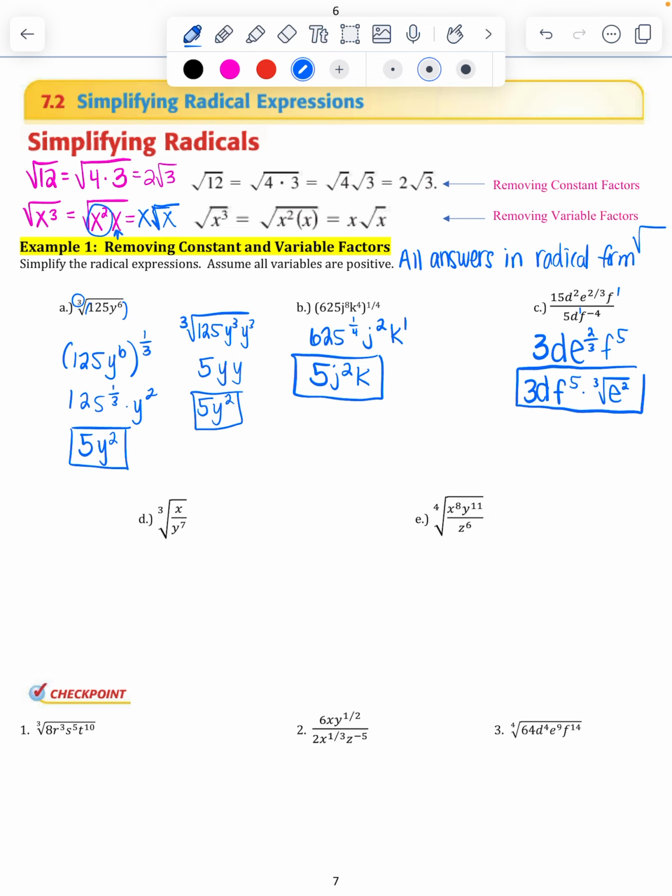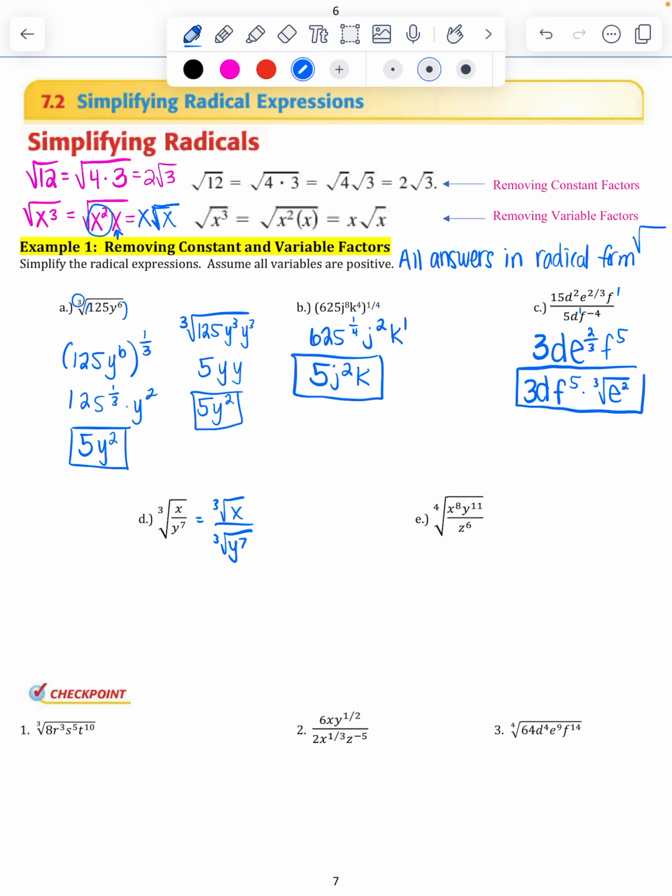Okay, next one. So we've got here the cube root of x over y to the 7th. Now there are a couple ways we can go about this problem, but the first thing I want to do here is cube root the numerator and the denominator. That's the first property that we can take. The cube root of an entire fraction is the same thing as the cube root of the numerator divided by the cube root of the denominator.